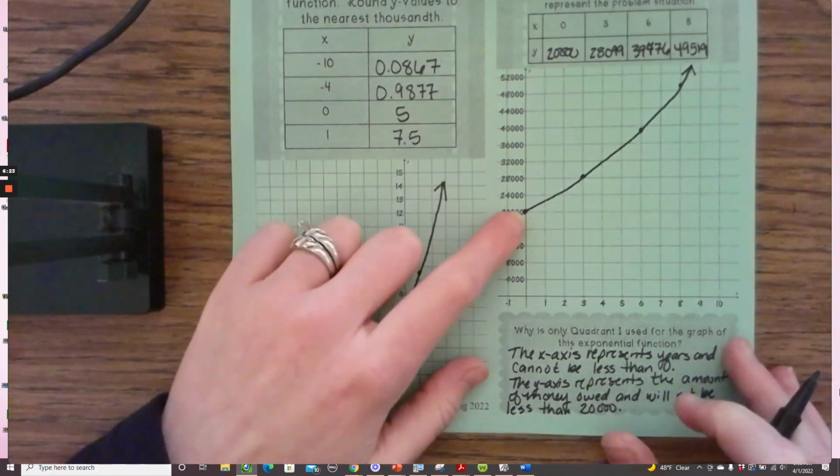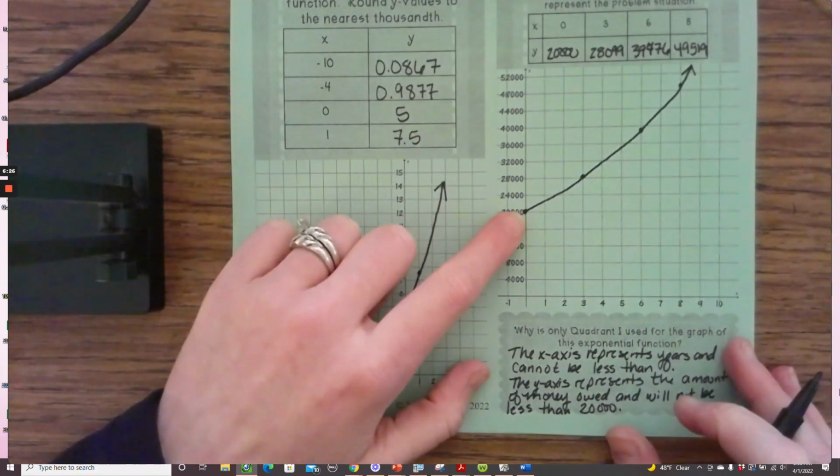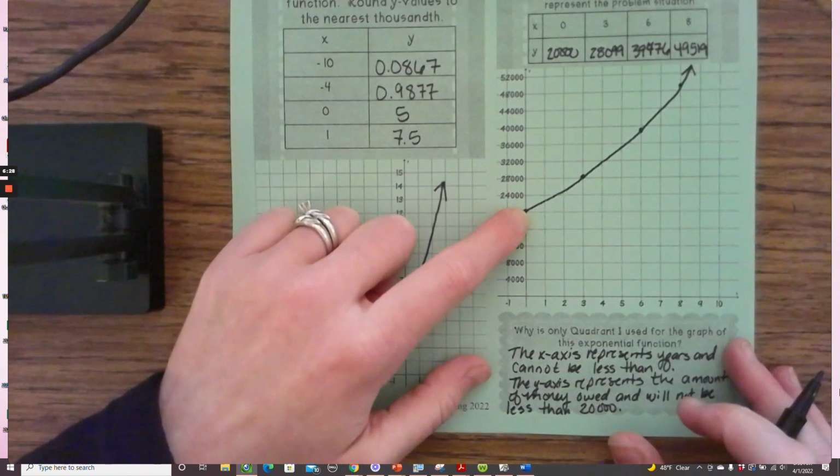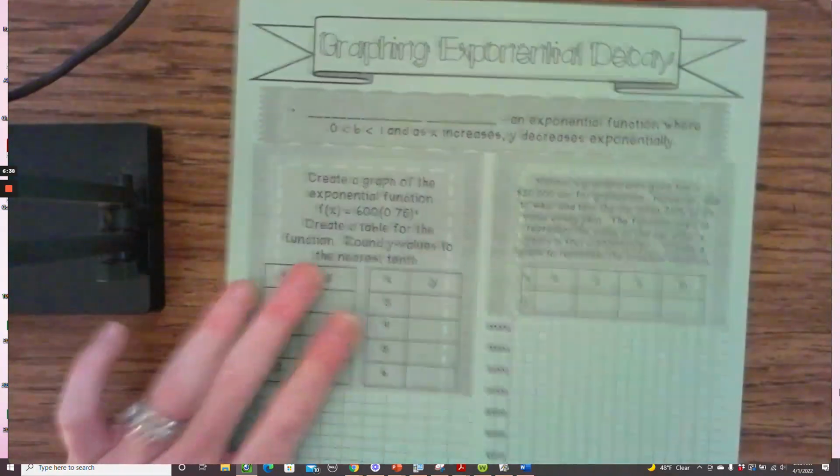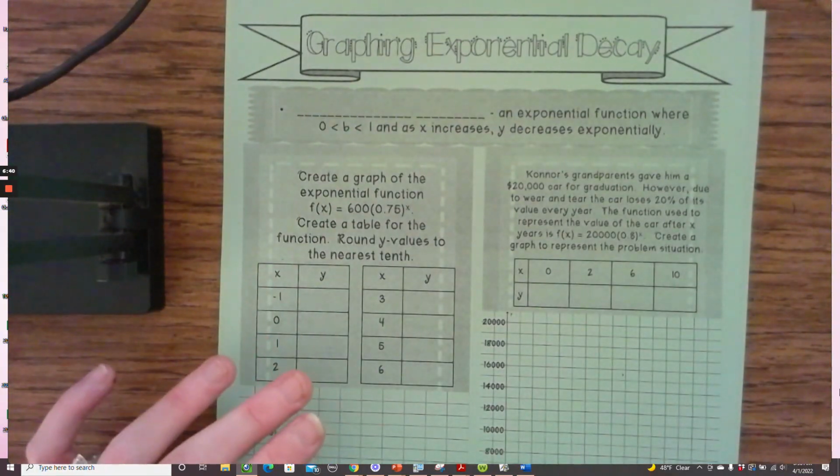So no matter what, he's going to owe at least $20,000 to the college. And so it won't ever drop below that until he starts paying off the amount that he owes. Okay, so let's look at decay now. Decay is identical. Our graphs are just going to look a little bit different.